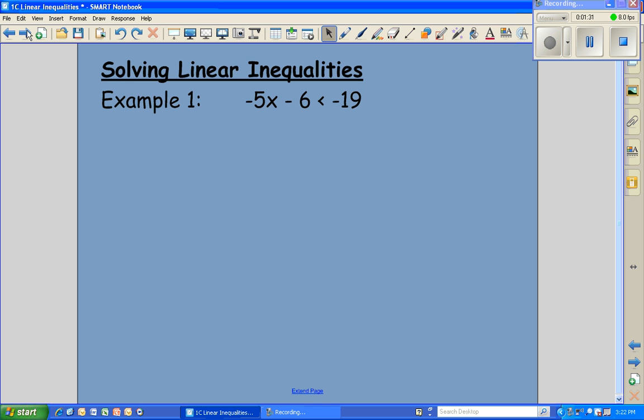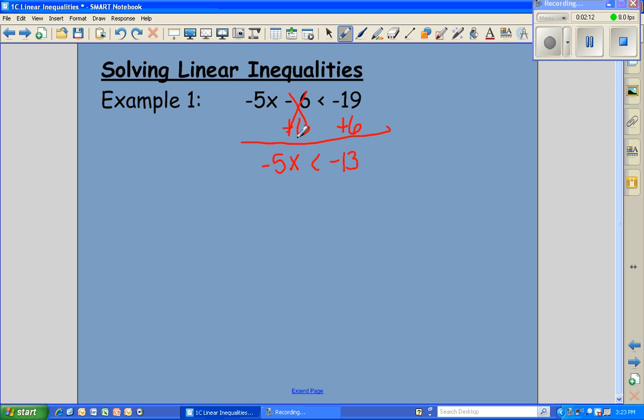Okay, so let's just start off with a pretty basic example. This one is -5x minus 6 is less than -19. So we don't have any distribution. We don't have to combine any like terms on the same side. So we're just trying to get the variable by itself. So we're going to add 6 to each side. Okay, so this -6 and this +6 cancel out. We still have the -5x. There's no need to switch this inequality sign. We just added. That wasn't one of the reasons. And you get a -13.